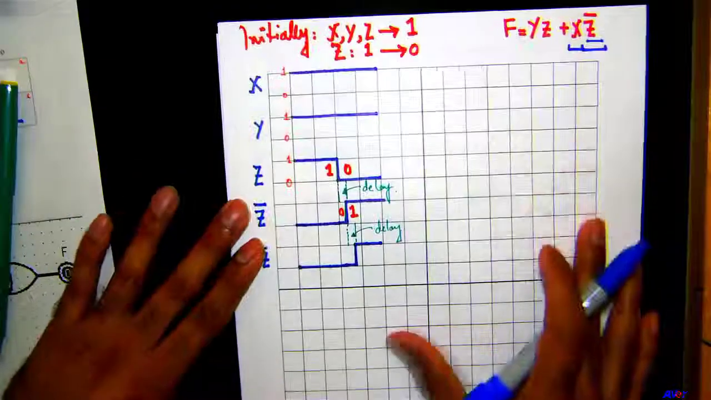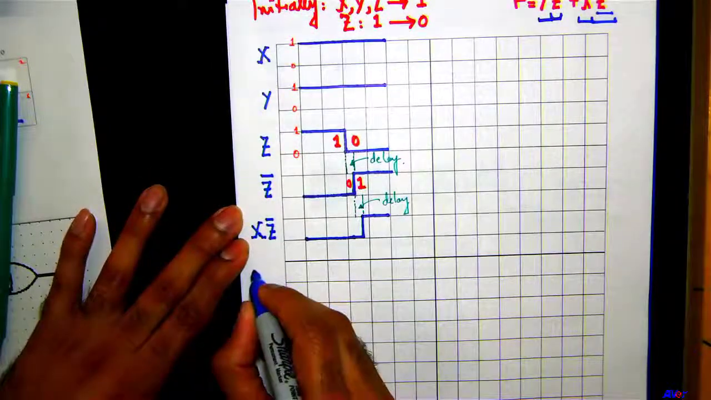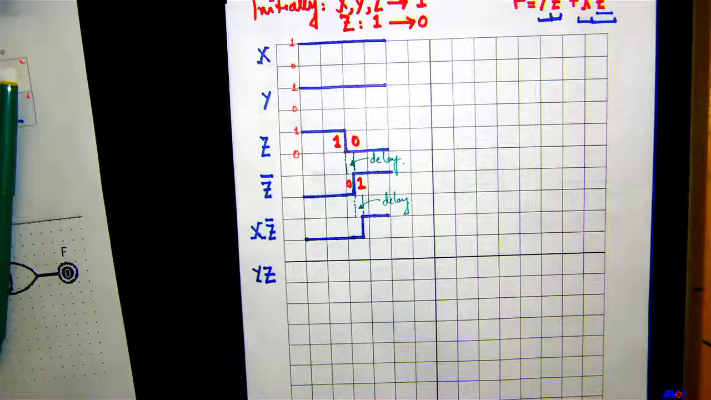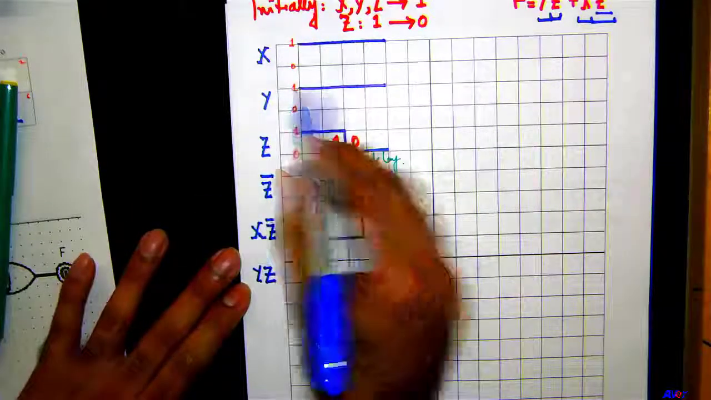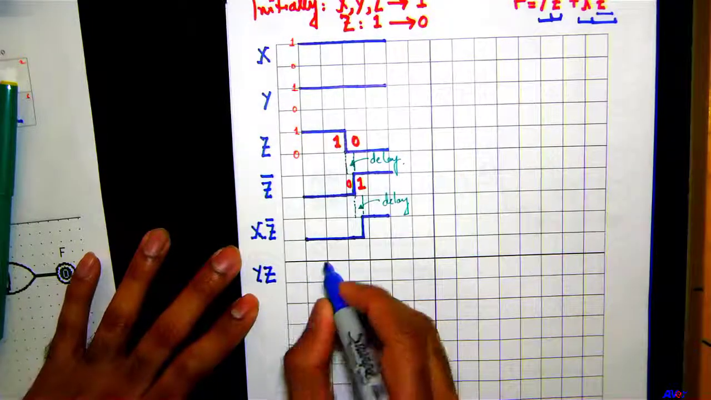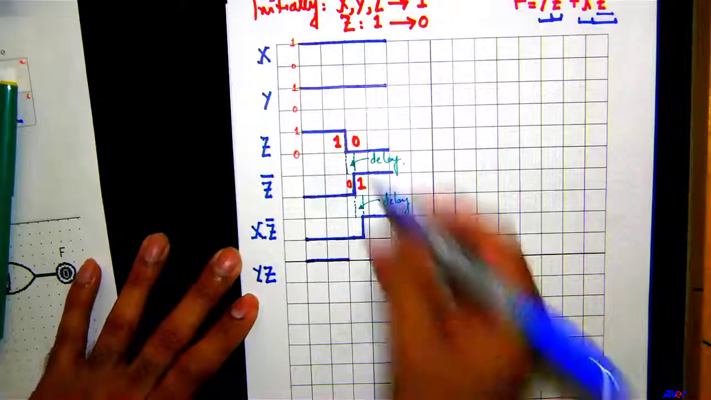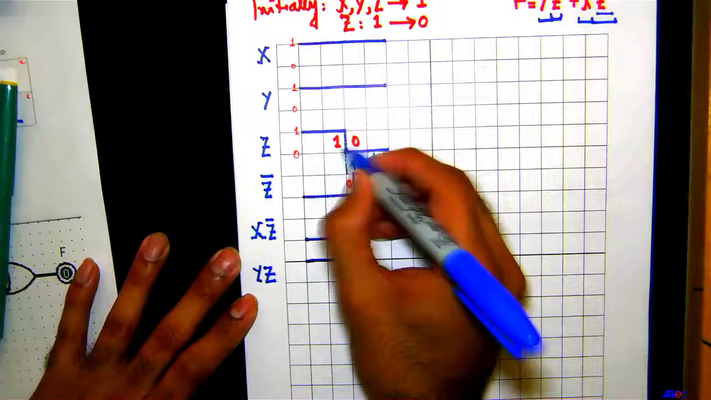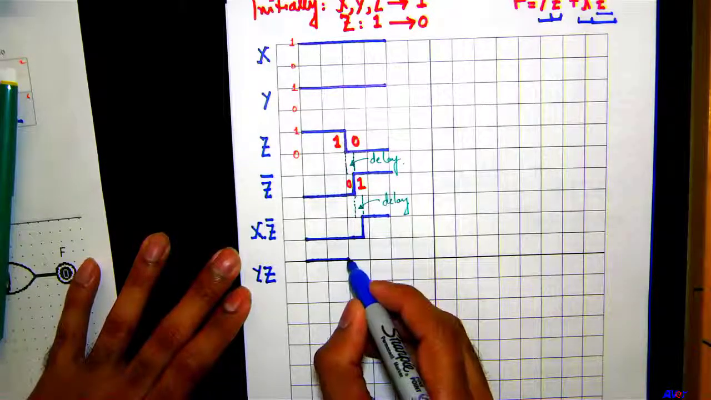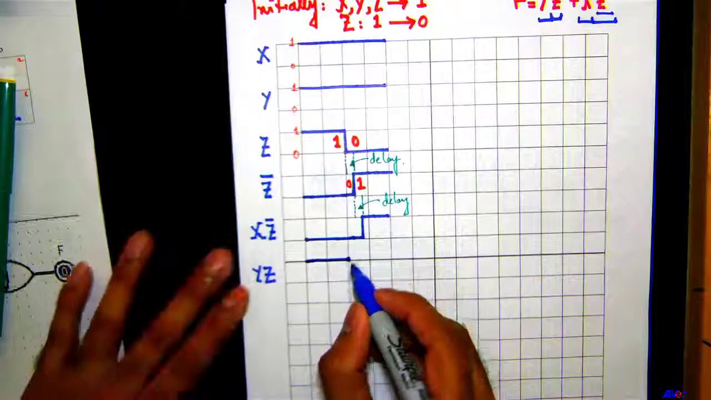Now let's work on YZ. Y is 1 all the way, as you can see, and Z is also 1, so the output here will be 1 for the first 2 cycles. What happens here? This goes from 1 to 0. So what would happen to the output here, guys? It'll go to a 0, but there's going to be a small delay, correct?